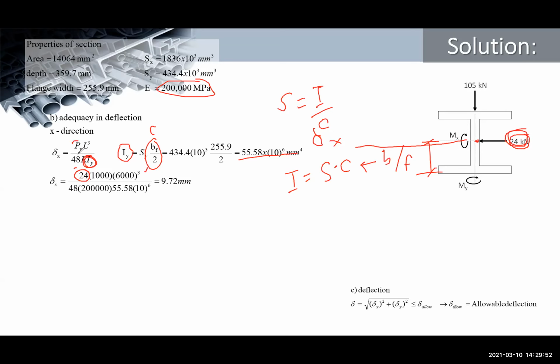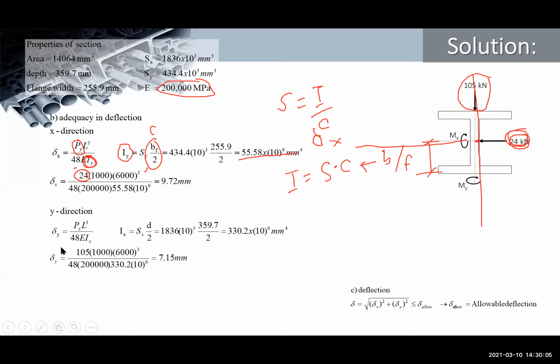That is why it is PY. Now, for the y-axis, this is the y-axis, right? The deflection along that axis will be caused by your 105. So here, of course, what we consider is the PX, so 105.